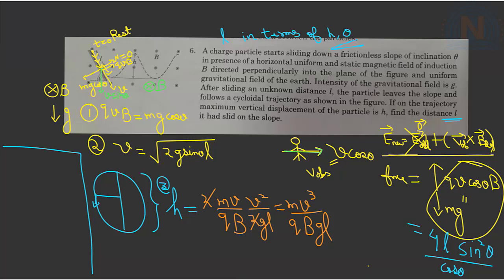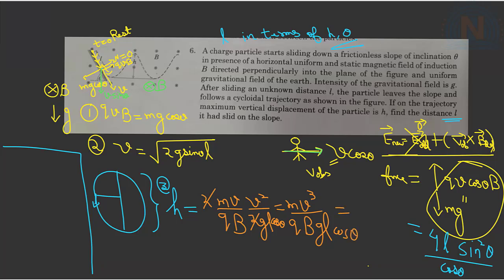You got it, right? One cos theta term is coming, so here one L cos theta term is coming for me. mv cube upon qB gL cos theta is what I am getting. Check. H, I am getting as mv cube upon qB gL cos theta. And then I substituted all the terms carefully.